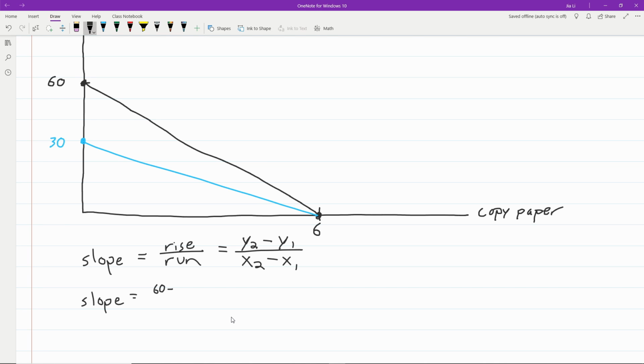The origin here would be 0, 0, of course, right? So that'd be 60 minus 0. And then we divide that by the x values of these two coordinates. So remember, this was our first point. So this is going to be an x value of 0 because, again, it's on the y-axis. So it should be a value of 0 for the x coordinate.